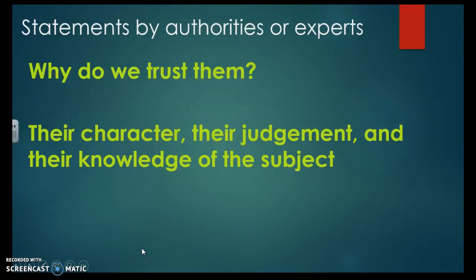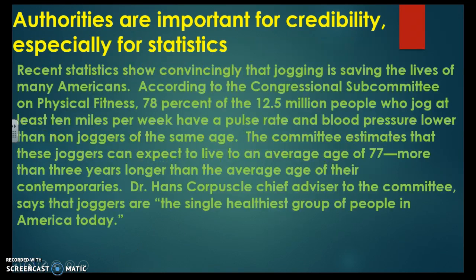The last thing you want to think about is statements by authorities or experts. Why do we trust statements by authorities? Because of their character, their judgment, and their knowledge. For example, you're not going to want to say, "My English teacher said that," and you're writing about heart disease, because your English teacher is not an expert on heart disease. You're going to want to do research and trust the authorities that you're using. Here again, this is why you don't want to use Wikipedia or websites that don't necessarily have experts writing them, because that doesn't make your argument more powerful. We trust experts because of their character, their judgment, and their knowledge of the subject.